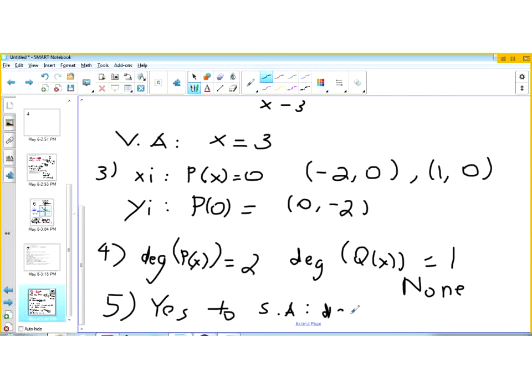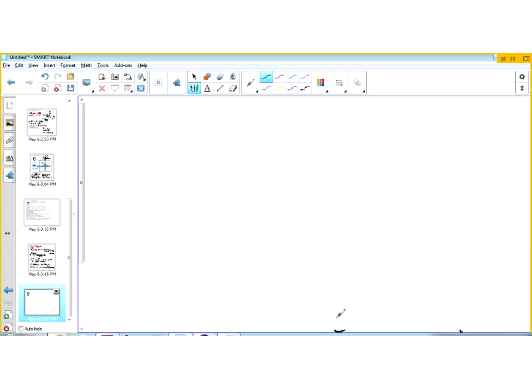Because the degree of p of x is equal to the degree of q of x plus 1. That should be a plus 1 there. Okay. All right, so on the next page we'll calculate it.